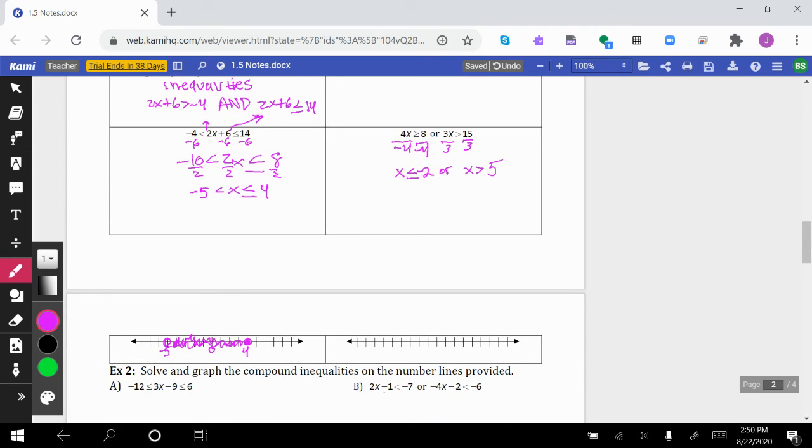Okay, so again, I have 3 numbers to plot. I'm going to plot 0. I'm going to plot 5. And I'm going to plot -2. -2 gets a shade. 5 gets an open circle. I want numbers that are less than or equal to -2. So that means I shade over here. And I want numbers that are greater than 5. So I shade over there. Okay.